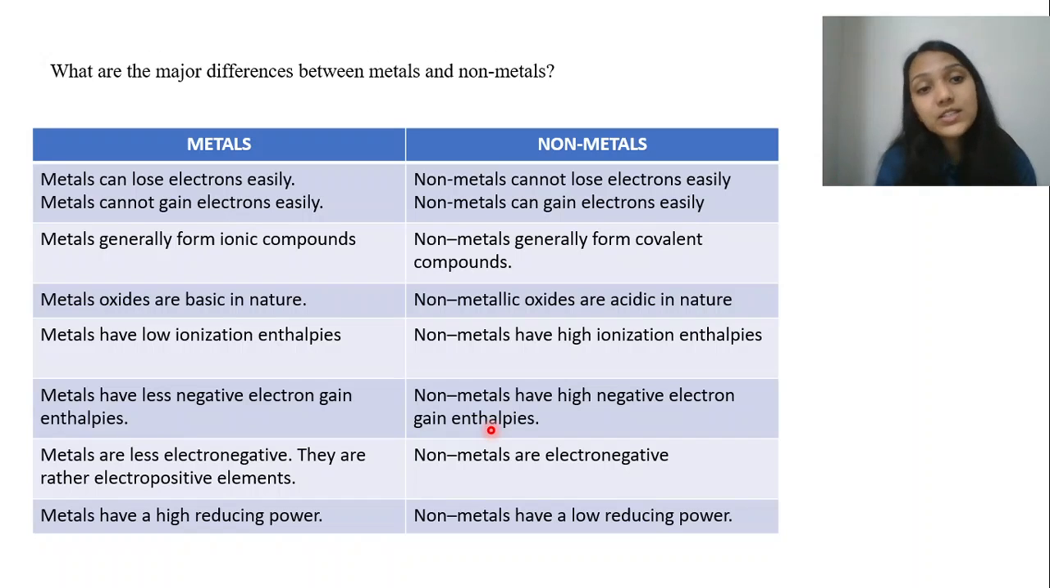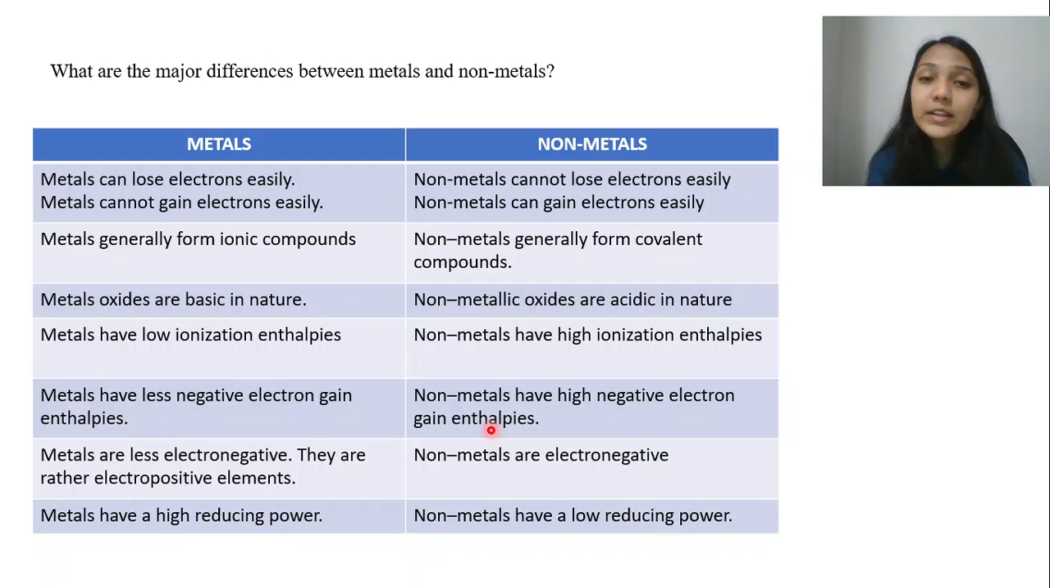Next, what are the major differences between metals and non-metals? We discussed a lot about metals and non-metals and about the trends between them. So metals are basically s block elements, right? And non-metals are basically p block elements. Fine. So metals can lose electrons easily, since the electrons are in the s orbital, but it is not easy for them to gain electrons. Whereas non-metals cannot lose electrons easily, but they can gain electrons easily, since the p orbitals are involved. Fine. And metals usually form ionic compounds, and non-metals form covalent compounds.